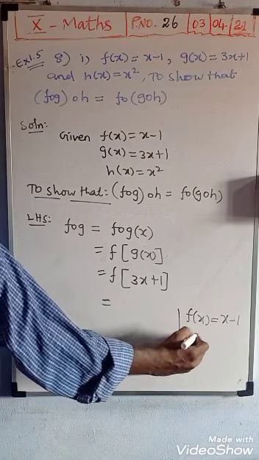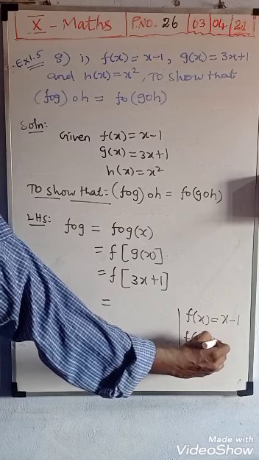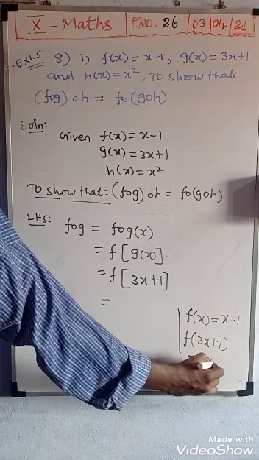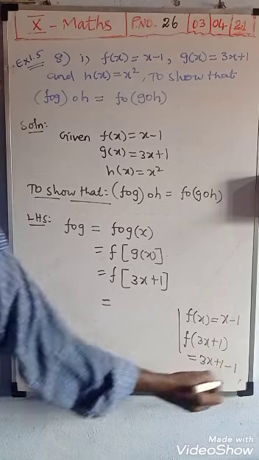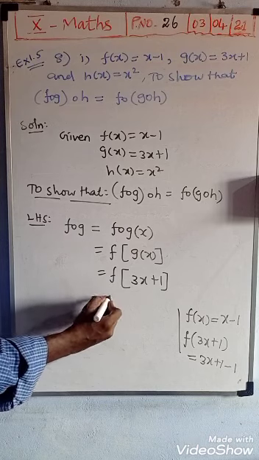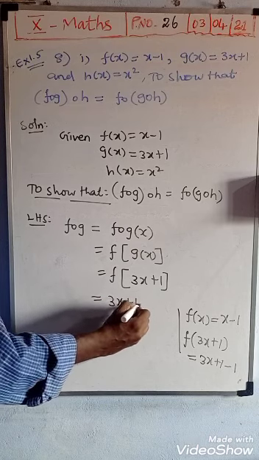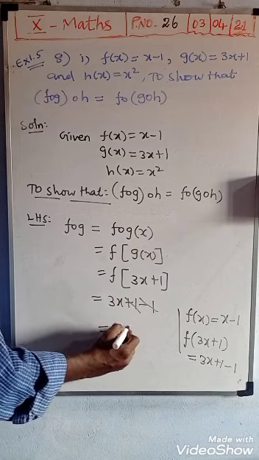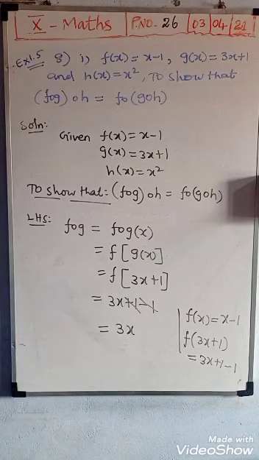So instead of x you substitute 3x plus 1, so this equals 3x plus 1 minus 1. This is the value of f of g of x. So what is that? 3x plus 1 minus 1. Now the plus 1 and minus 1 will cancel, and we receive the answer 3x. F composition G, you will receive 3x.